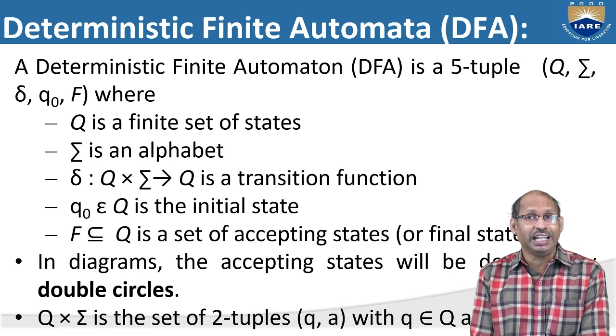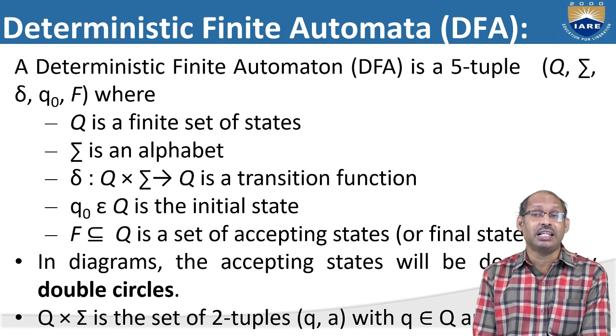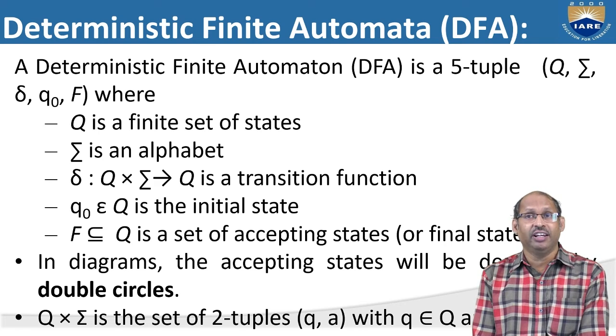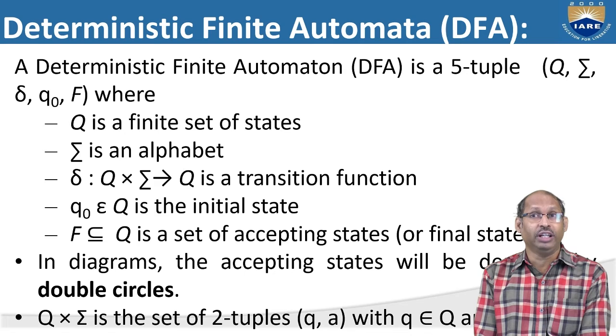For each input symbol, there will be some output state. So it will have one and only one transition for every input symbol. It will have one and only one output transition for every input symbol.